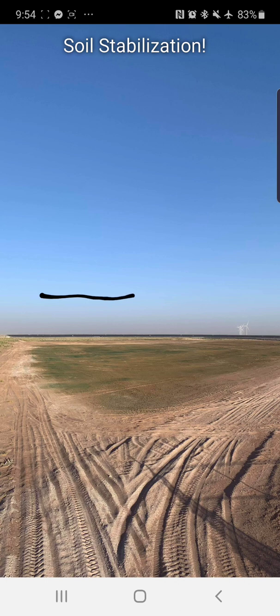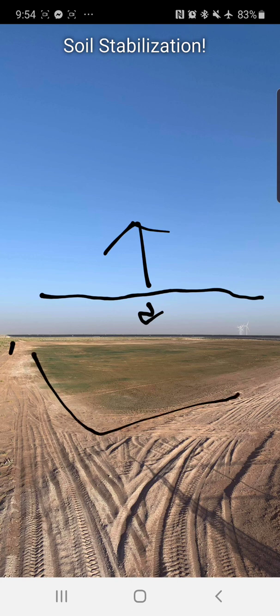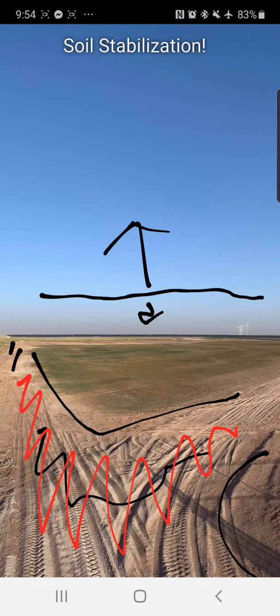If you notice, there is a line essentially here where you have blue sky and brown sky below. So if you look at the brown sky, that brown sky is attributed to this unstable area here. Let's change the color. This unstable soil is highly erodible by wind and water.